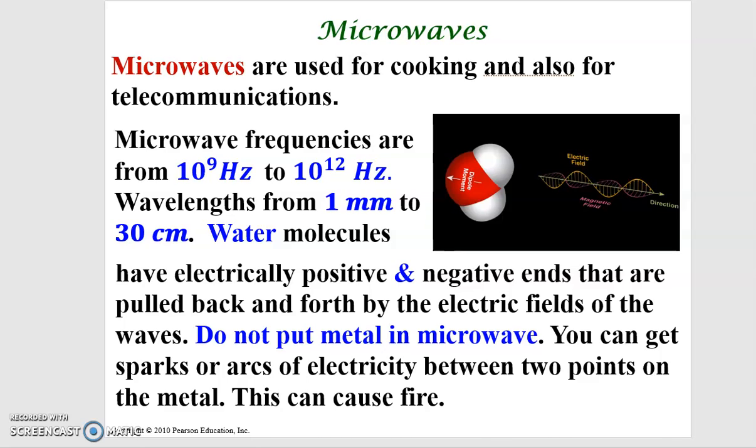Next, let's take a look at the second example of the EM waves, which is the microwave. This is the wavelength widely used in our daily life when we heat food or for communication. The frequency of the microwave is from 10 to the power of 9 to 10 to the power of 12 Hertz. Since this is a big number, but still it is considered a lower frequency. And the wavelength is from 1 millimeter to 30 centimeters.